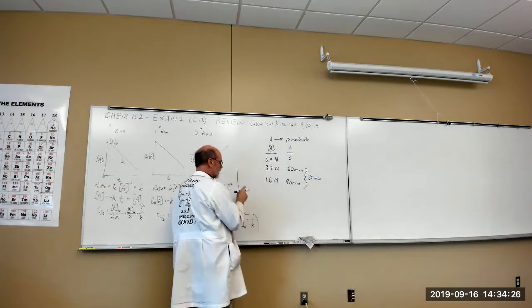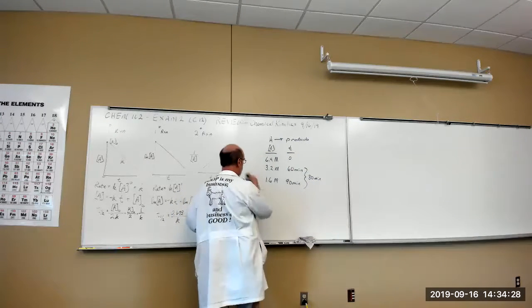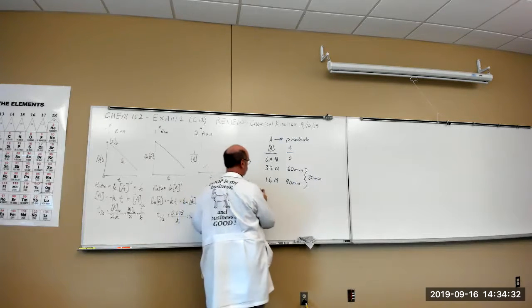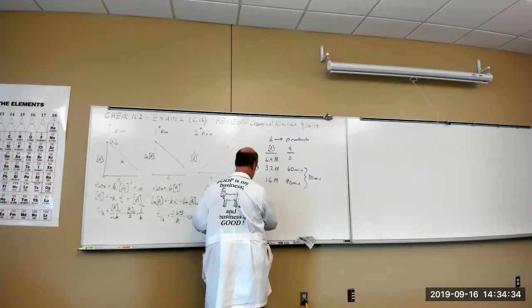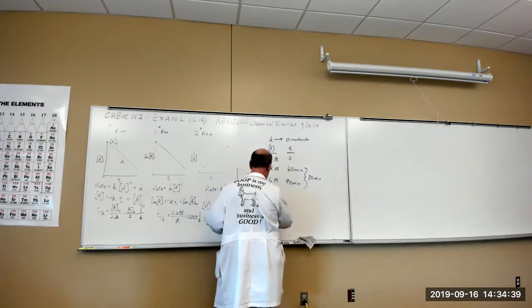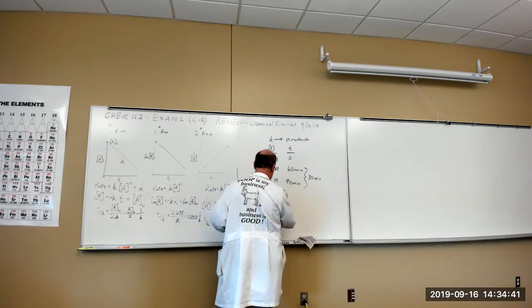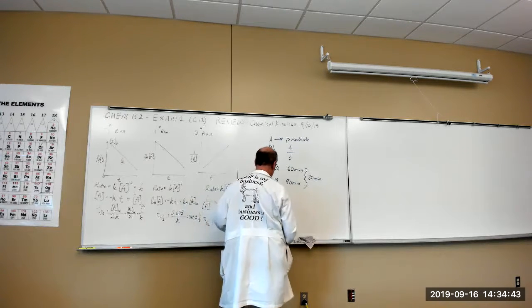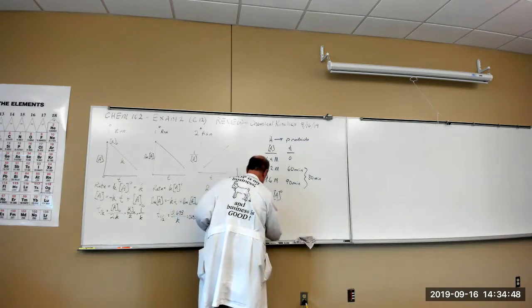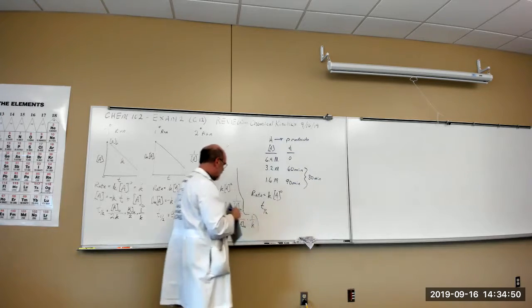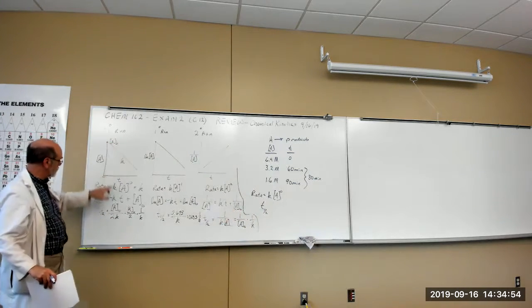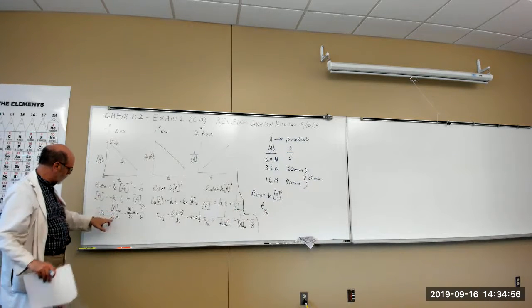So if you're told that the order is 0, what does that mean? The order of A is 0 in this reaction. Rate equals K times A to the 0 power. And the half-life, if that's 0 order, the half-life is A0 over 2K.